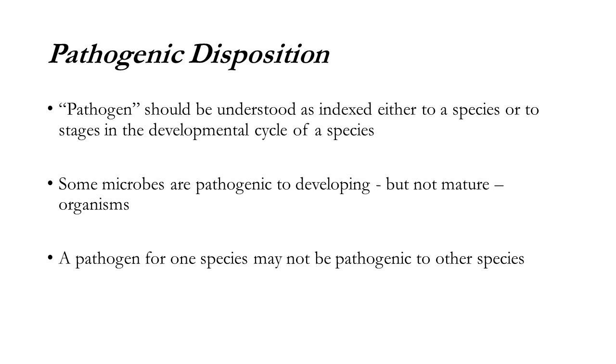Before we begin, it's worth noting that pathogen should be understood as indexed to either a species or stages in the developmental cycle of a species, and this is because some microbes are pathogenic to immature or developing organisms, but not to the mature versions. This is, for instance, frequent in plants. On the other hand, a pathogen for one species need not be pathogenic to all species. Some things cause disorder in one group of organisms, but not others.